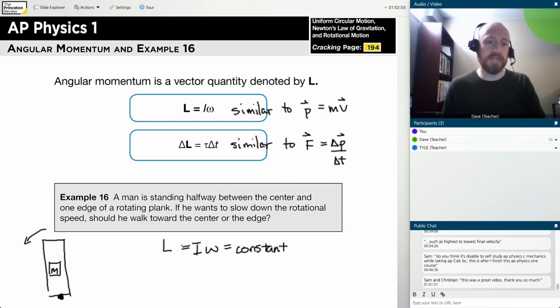But if this angular momentum is constant, then notice we can get the system to slow down if we can increase that rotational inertia. And we can do that by making the mass get farther away from the point of rotation, which means the answer to our question is we want our person to go to the edge of the plank. That'll get I bigger, and that'll make the system slow down.